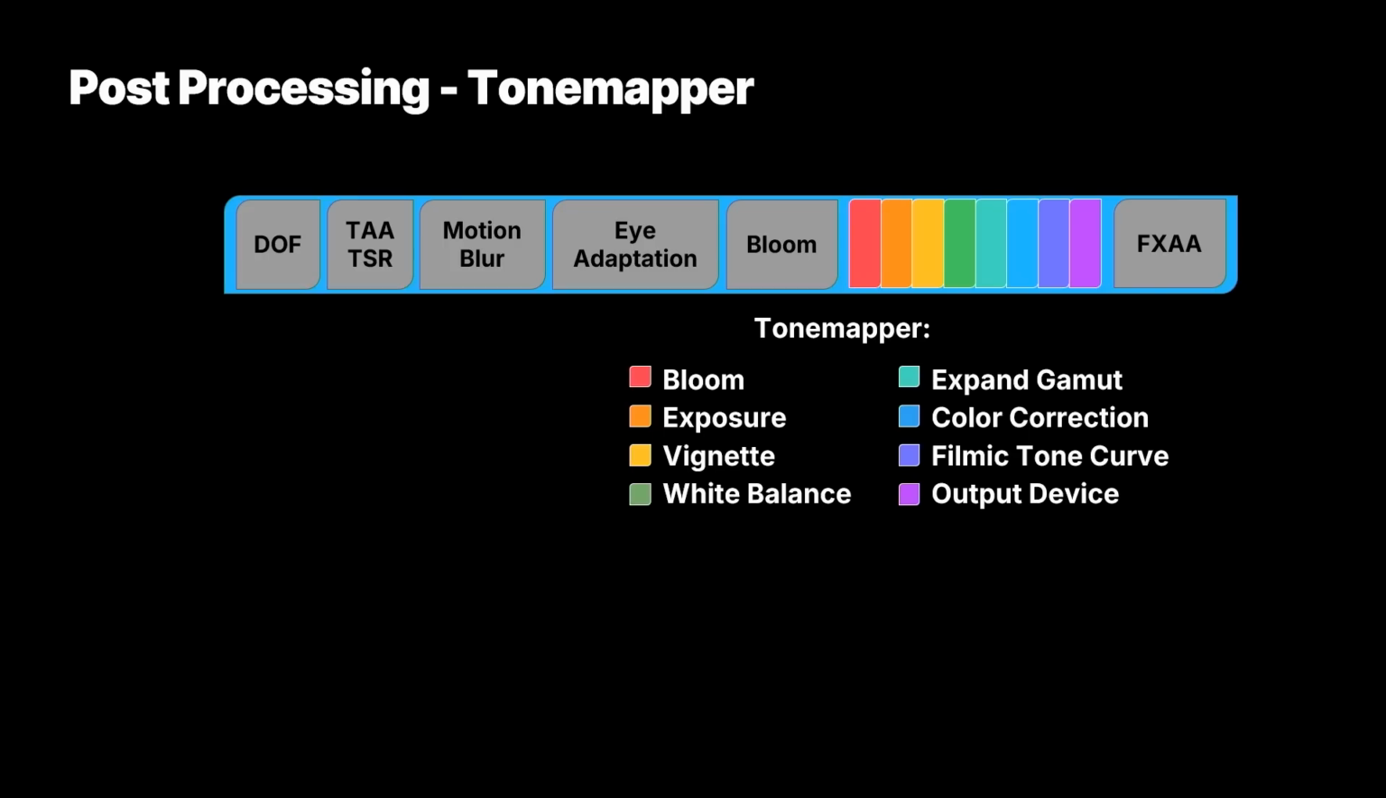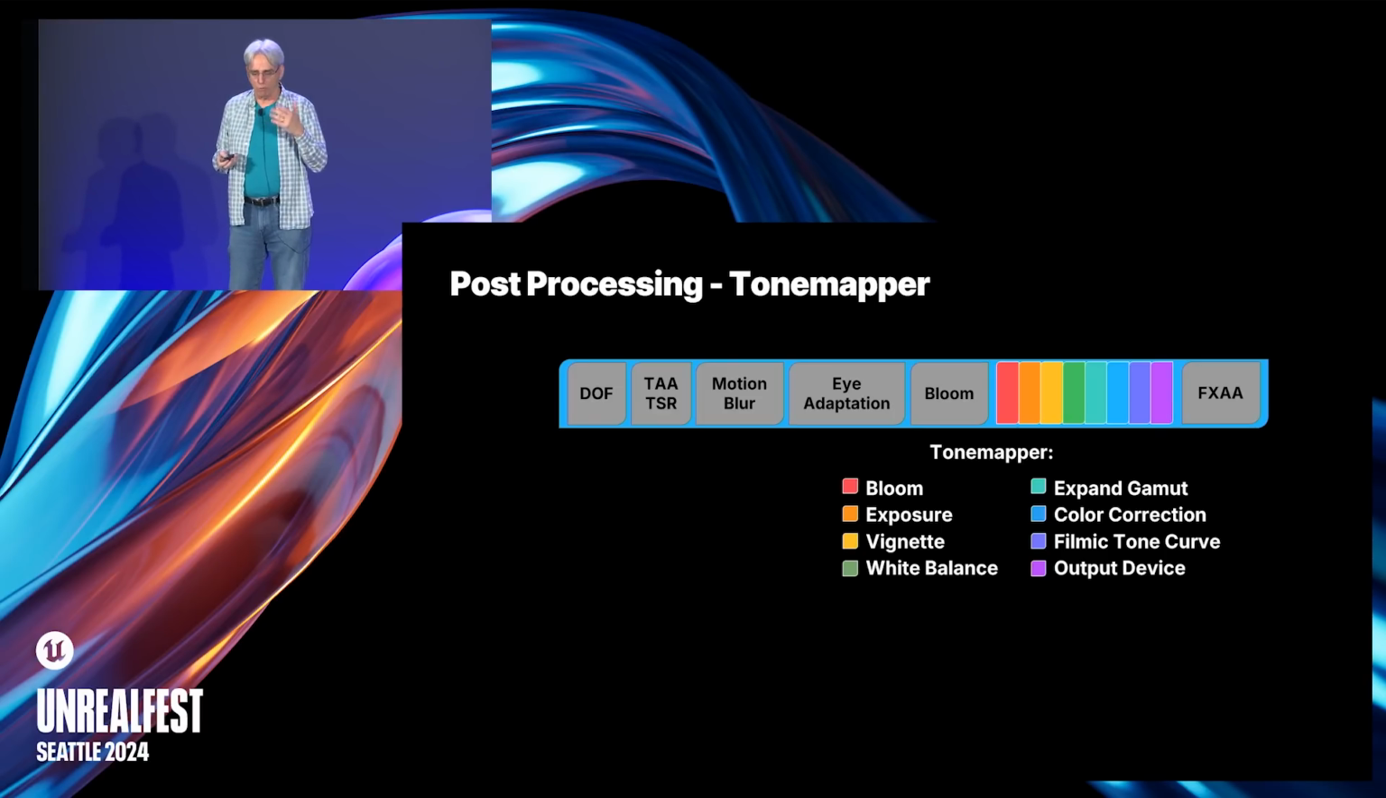It's these things. The tone mapper has bloom, exposure, vignette, white balance or color temperature, expand gamut, color correction, filmic tone curve, and the output device. All of those things are in the operation we call the tone mapper. So if you turn it off with a show flag, none of these are on. But because you hate the tone mapper, I'll teach you how to turn it off one step at a time.